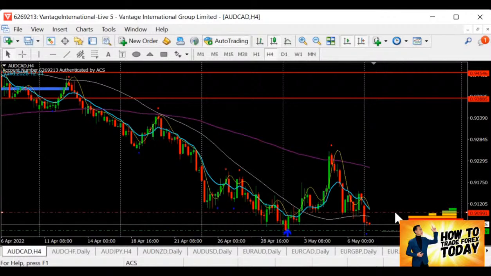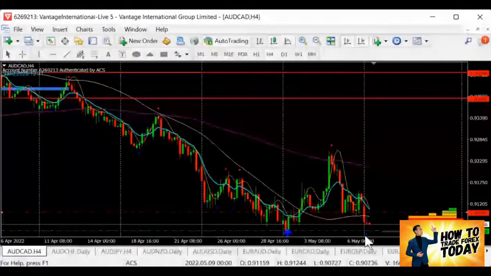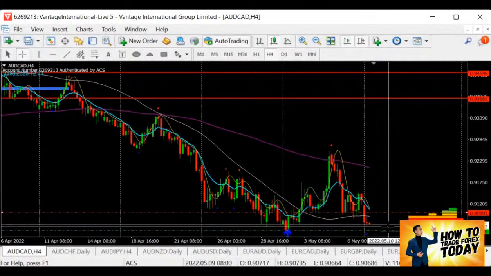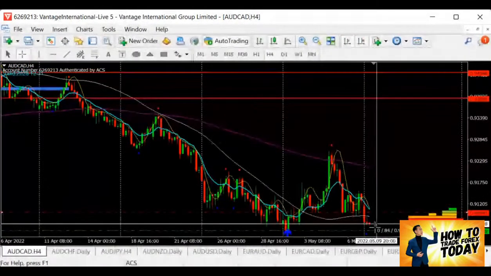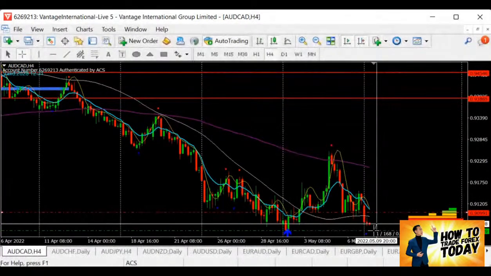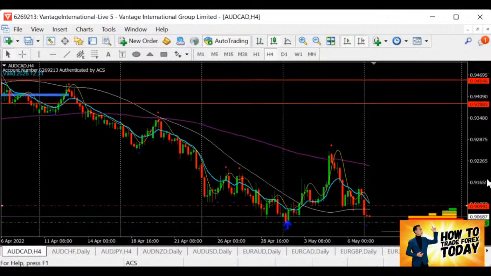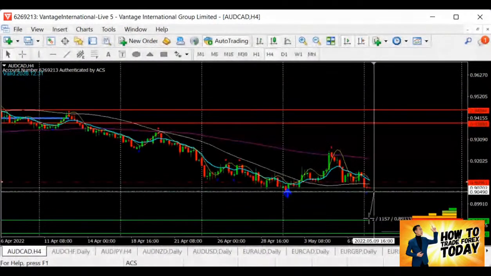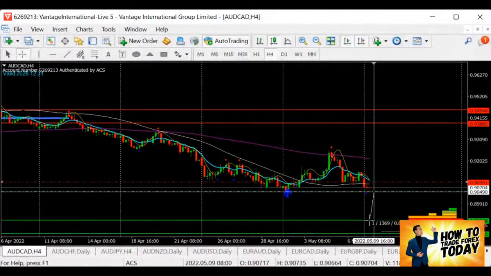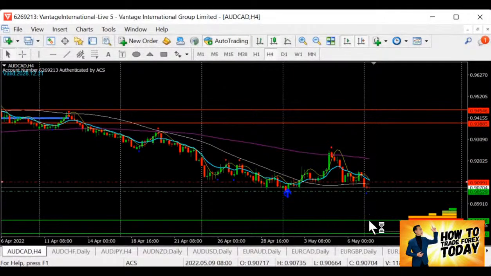This is the support level, and I'm going to wait for it. Once it retests the support, it will sell very harshly. As you can see, this is a head and shoulders, and once it breaks, this is the area I'm looking out for. We have about 100 over pips to go. So this is a very potential currency pair that I'm looking out for selling.